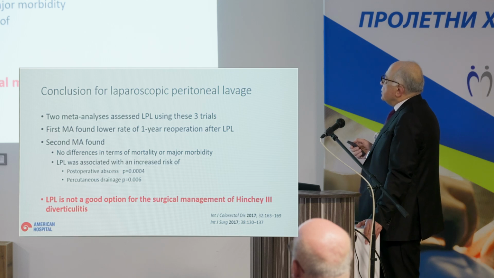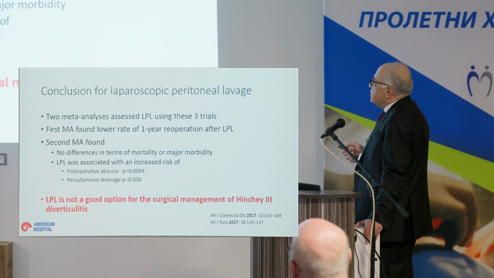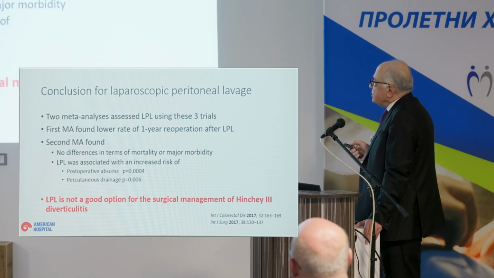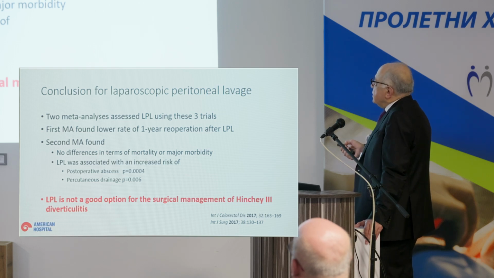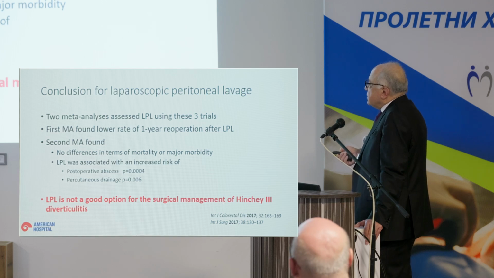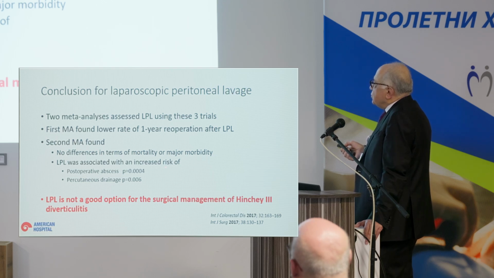What can we conclude about the laparoscopic peritoneal lavage? The two meta-analyses included these 3 trials for the comparison of lavage versus surgery. And laparoscopic lavage is not a good option for the surgical management of Hinchey 3 diverticulitis. This meta-analysis was published in 2017, and the other one is also 2017. Why can the surgical management of Hinchey 3 not be done by laparoscopic lavage? Because laparoscopic lavage was associated with increased risk of postoperative abscesses and need for percutaneous drainage.